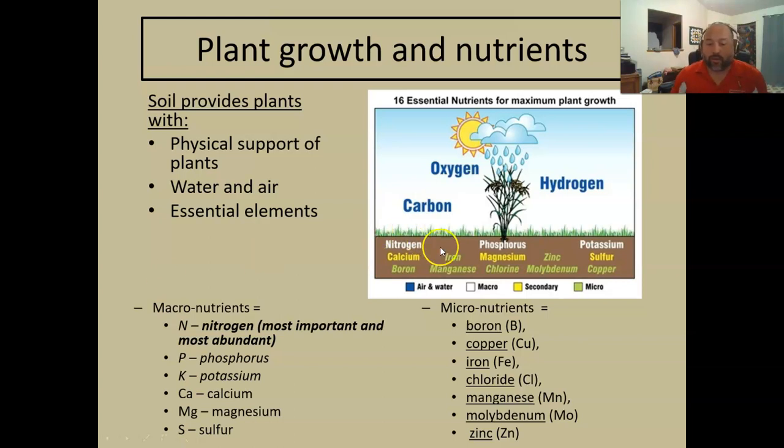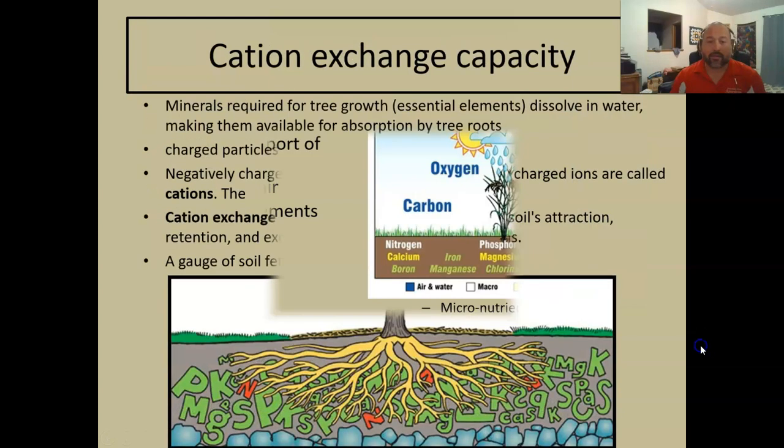You also have micronutrients that are good to keep an eye on: boron, copper, iron, chloride, manganese, molybdenum, and zinc. And interestingly enough, these are the 16 essential nutrients for maximum plant growth. And because we eat a lot of plants, and a lot of people these days have plant-based diets, these macro and micronutrients are also the nutrients that are important to us in terms of how we function as human beings.